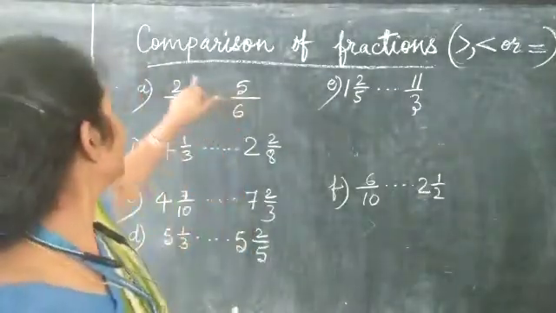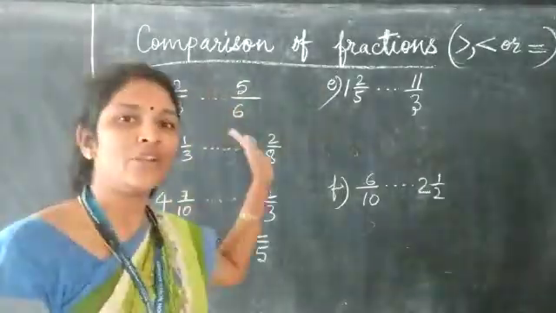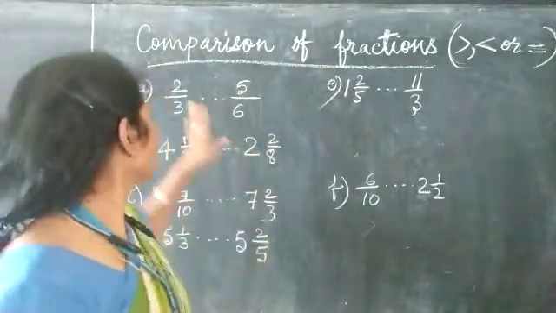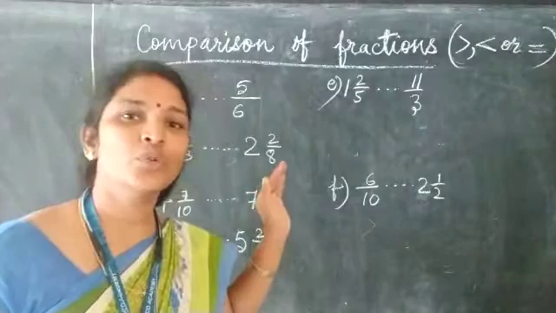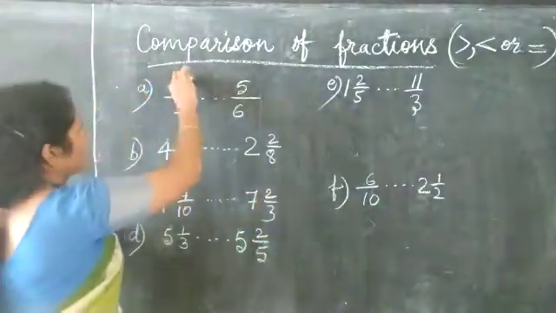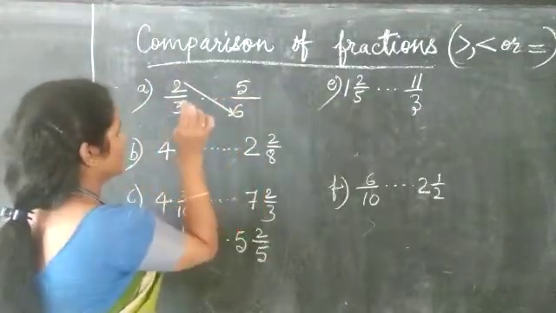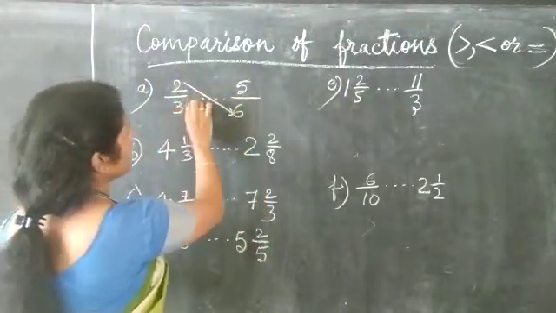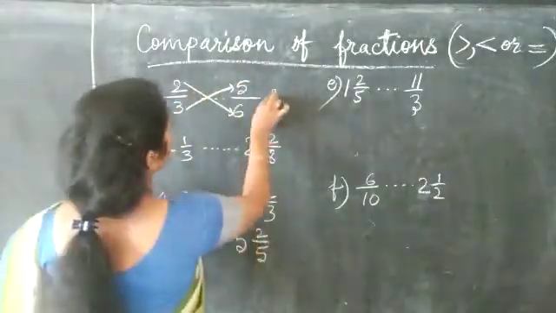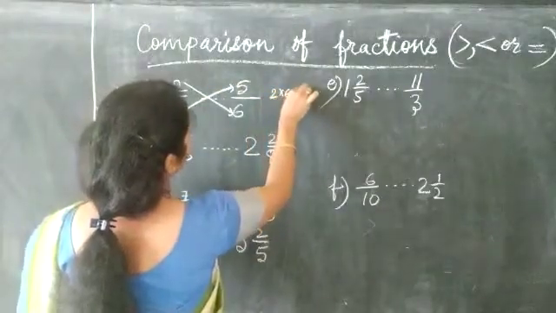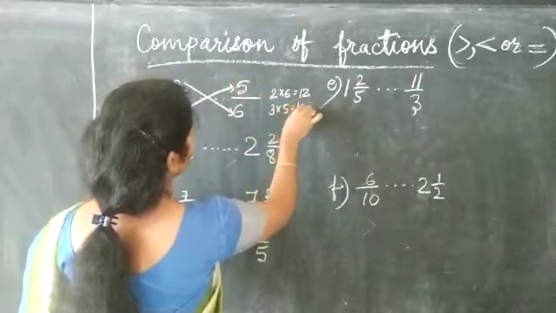the same thing only. 2 by 3 and 5 by 6. Its numerators and denominators both are different. Then in that case, how can we do the comparison? We have to do cross multiplication. First numerator multiplied by the second denominator, and first denominator multiplied by the second numerator. 2 multiplied by 6 is equal to 12. 3 into 5 is equal to 15.